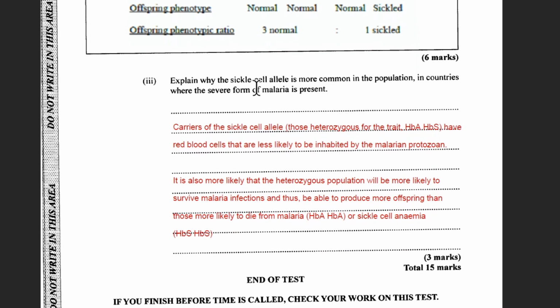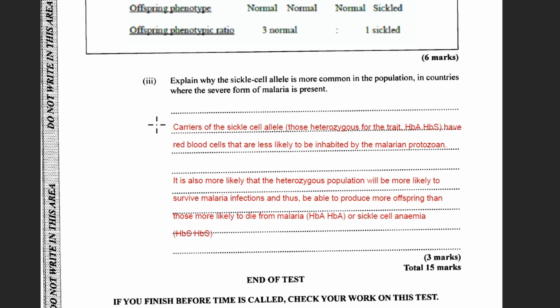Explain why the sickle cell allele is more common in the population in countries where the severe form of malaria is present. Okay, so the sickle cell allele, those who have sickle cell trait, basically they are heterozygous. What happens there is that their red blood cells are different from those that just have regular hemoglobin. Their red blood cells are a little more porous, and as a result, the malarian protozoan or parasite cannot actually survive in those red blood cells.